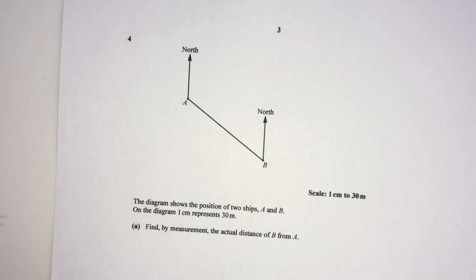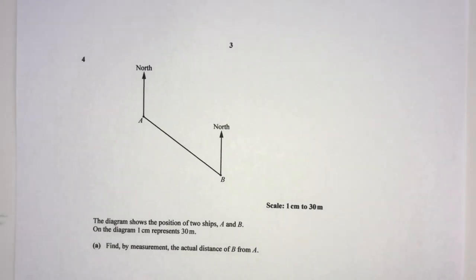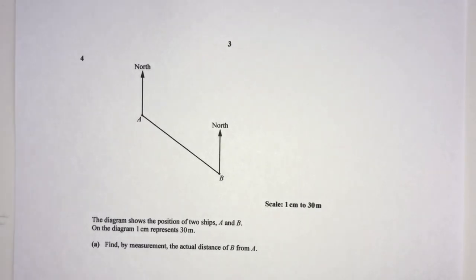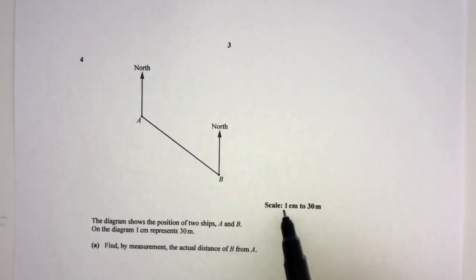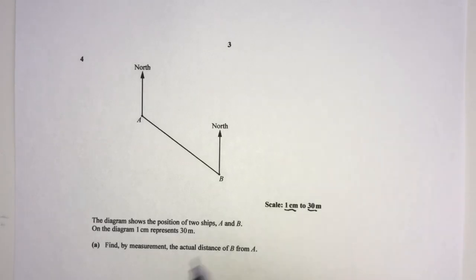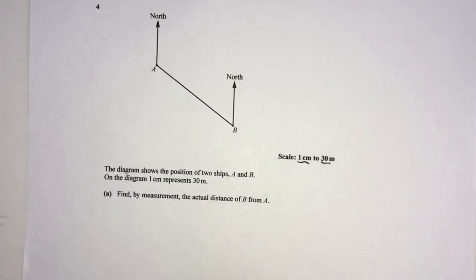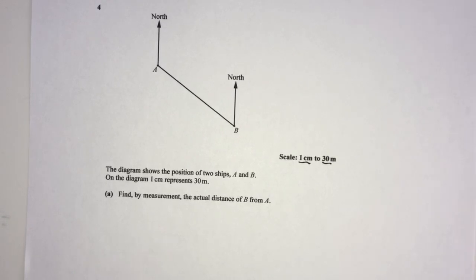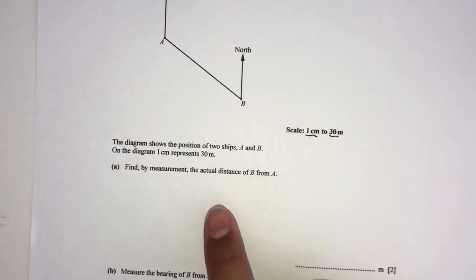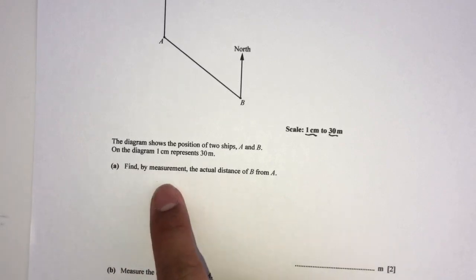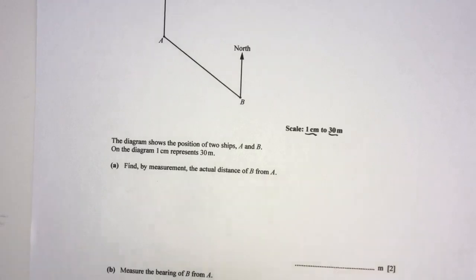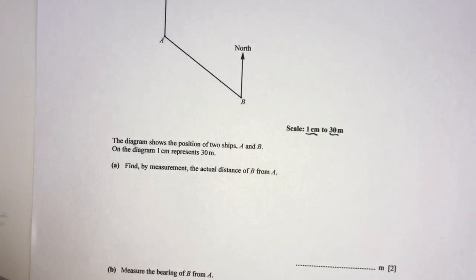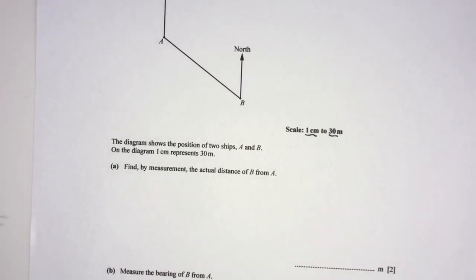Okay, so here we have what? Let's see. So here we have the rest of question number 4. We have what? North, bearing. So bearing question. So important question here is we have information. We have 1 centimeter is 30 meters. It's a scale we have to use for the rest of the question. Now the diagram shows the position of 2 ships, A and B. Okay. Now we have to find, by measurement, the actual distance of B from A. Again, my answer may be different because of my printing scale. It may not be as the one on the exams, so it could be different, but the method will be the same for both, right?